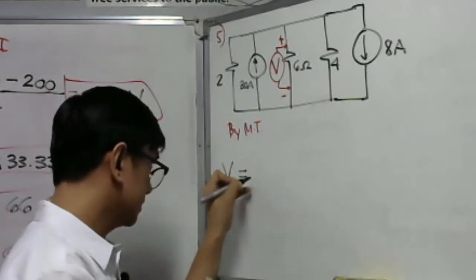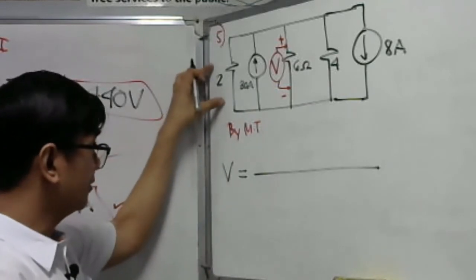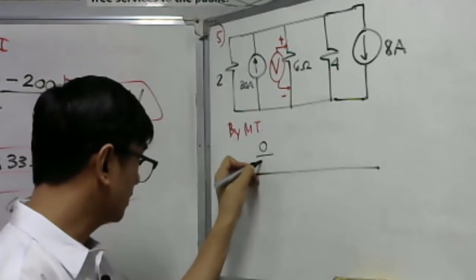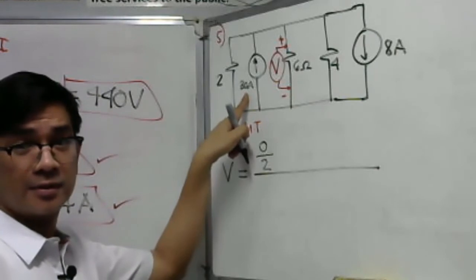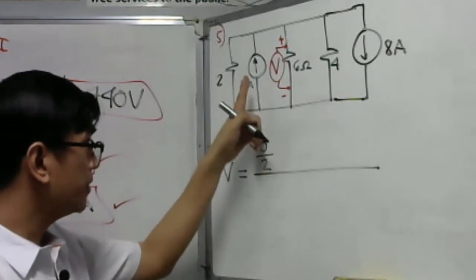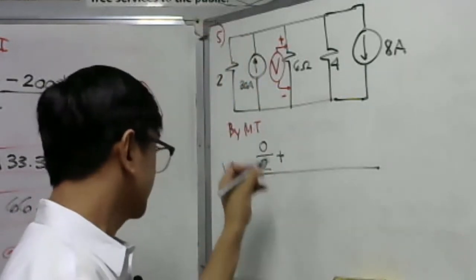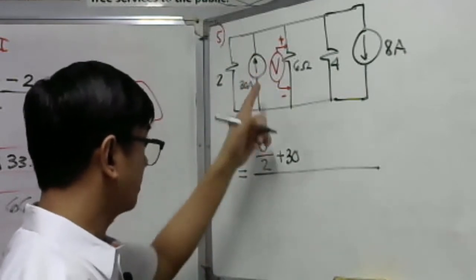For the first branch, there is no voltage here, so I'll just make it as 0 over 2. For the second branch, we have a 30 ampere current that's going upward. So if that is upward, that is a positive current. Positive 30 amperes.